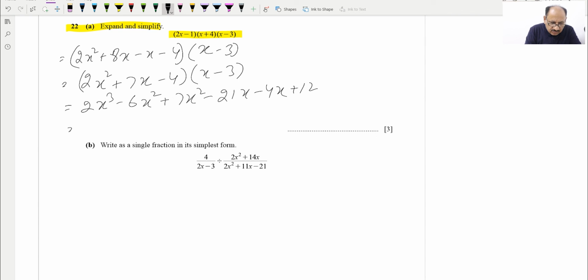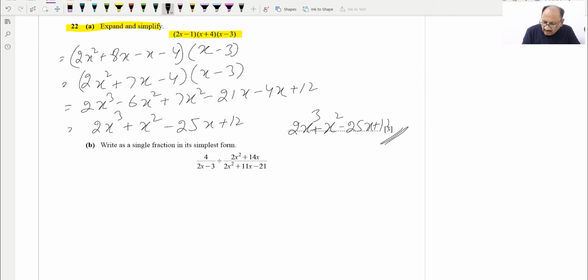Now adding the like terms, 2x cube is only one term, x square these are two terms, so we can add. So final will be 2x cube plus x square and minus, these two terms we can add, so 25x and plus 12. This will be our final answer for 3 marks. Hopefully this simple part you understood, and if you are not understanding this, then you will have to revise algebra. Algebra is more than 25%, around 30% of the paper.